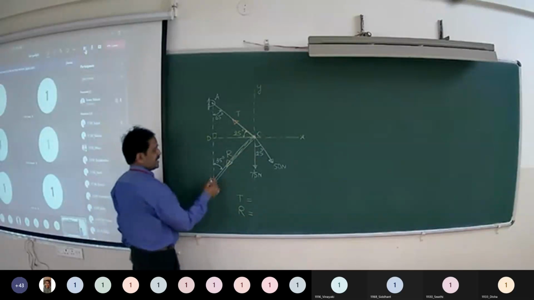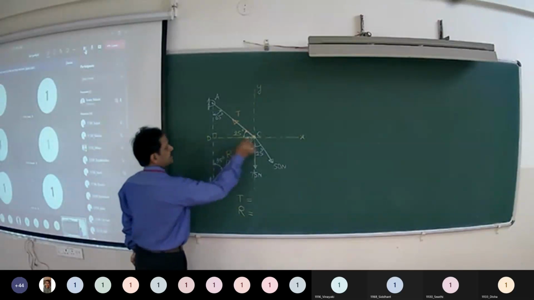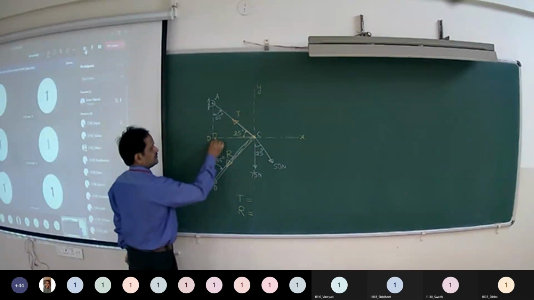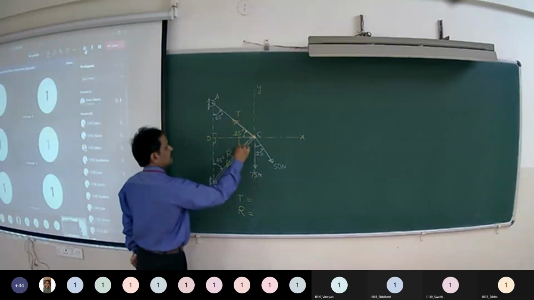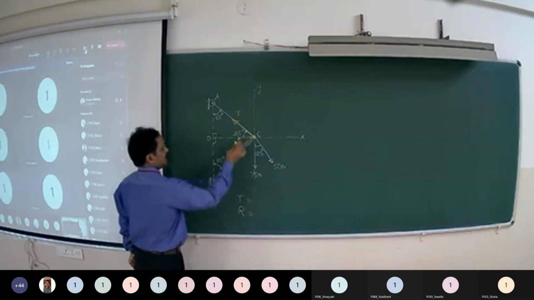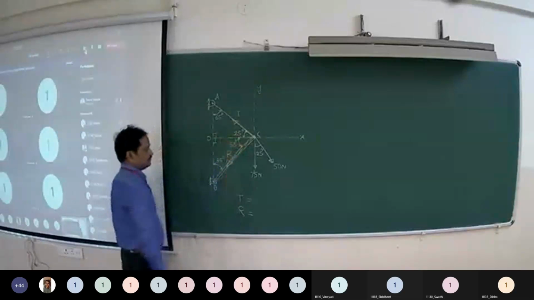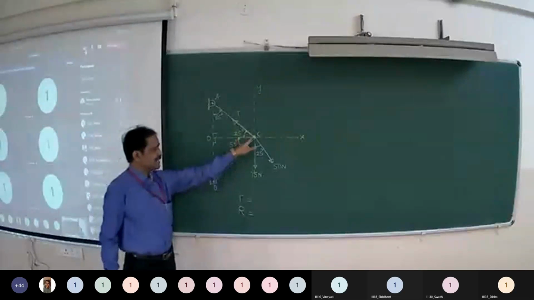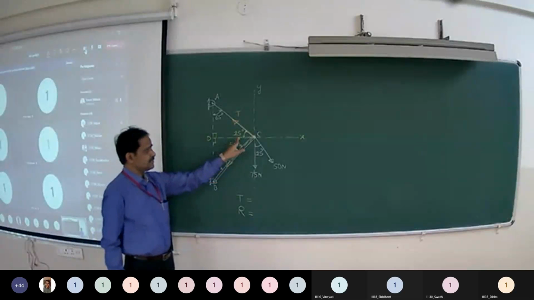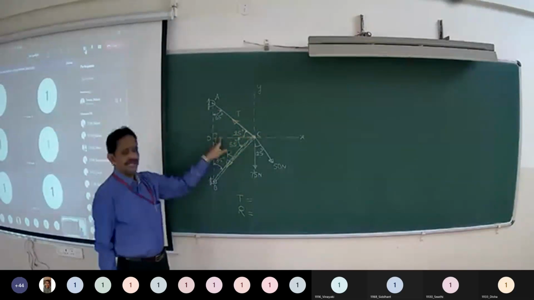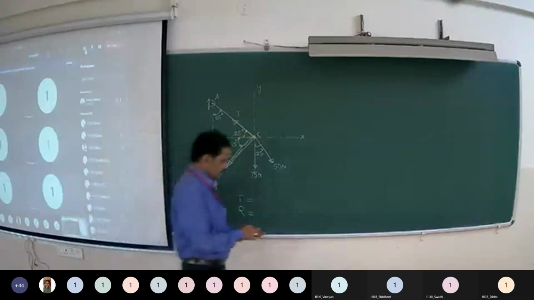Similarly, considering the right angle triangle BDC, you have this as 35, 90, therefore this angle is 55. So 55 is the angle made by the resultant with respect to horizontal. 25 degrees is the angle made by tension with respect to horizontal.